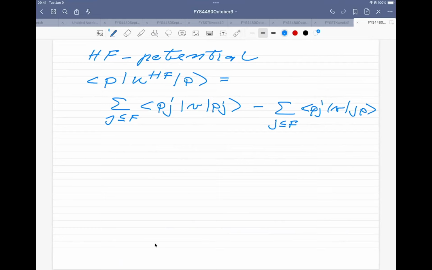Now let's take a closer look at what this entails. So let's look at a specific integral here.